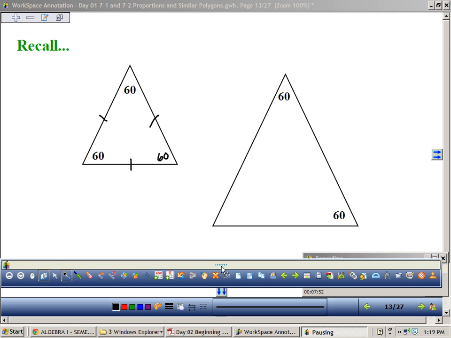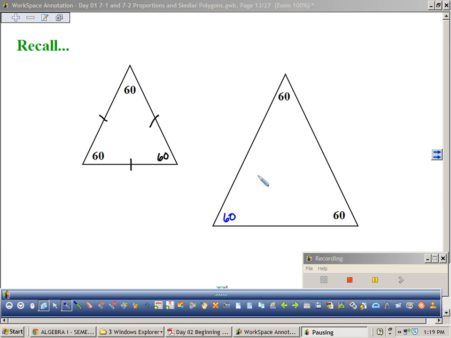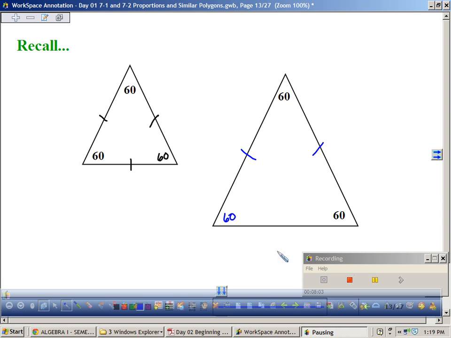What is the missing angle? 60, which makes this an equiangular triangle. That means it's also equilateral. But is this side equivalent to this side? Why? Because, and this is specifically why, just because you have angle, angle, angle does not mean that you have congruent triangles. It does, however, mean that you have similar triangles. They are proportionally equivalent.